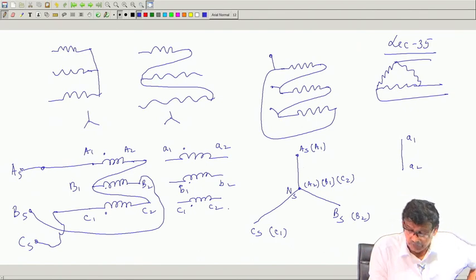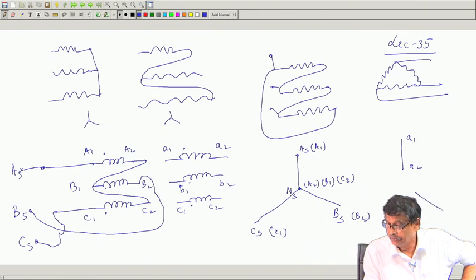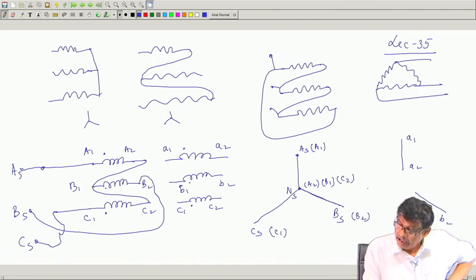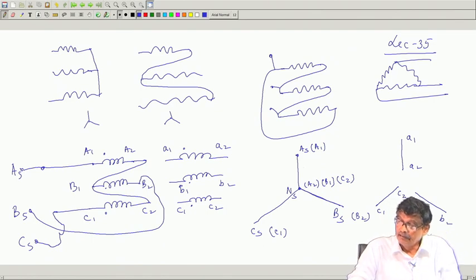For the second transformer you will have Bs connected to B2, you will have a voltage phasor parallel to this, B2 B1, that is what you will get, and here Cs is C1 C2 you will get. Okay.